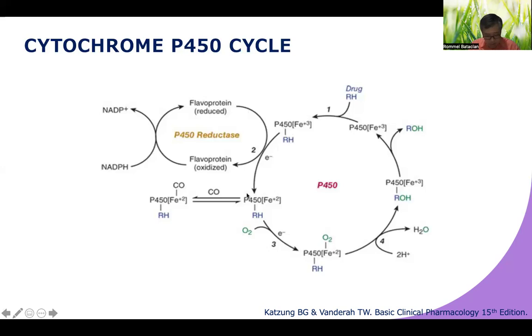A second electron, as you can see here in this step, is introduced from the NADPH by the same P450 reductase, or even the microsomal cytochrome b5, which serves to reduce molecular oxygen and to form an activated oxygen P450 substrate complex. And then this complex in turn transfers activated oxygen to the drug substrate to form now the oxidized product.